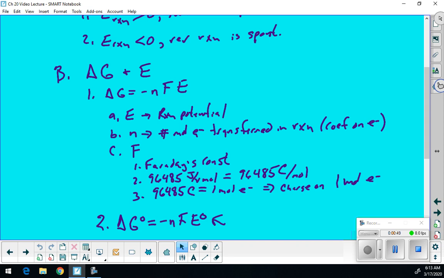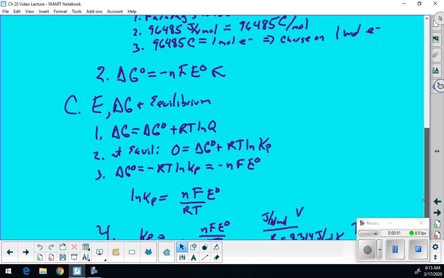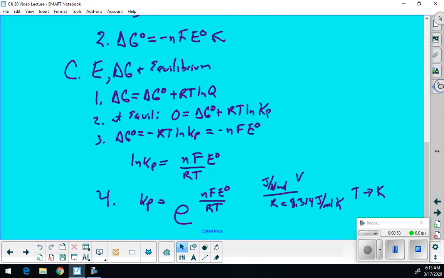And then we could also relate that to equilibrium K, right? My Kp would be e to the NFE prime over RT, which is just another way to state what we did before with delta G, right? We said Kp is equal to e to the negative delta G prime over RT. Always watch your units on that.